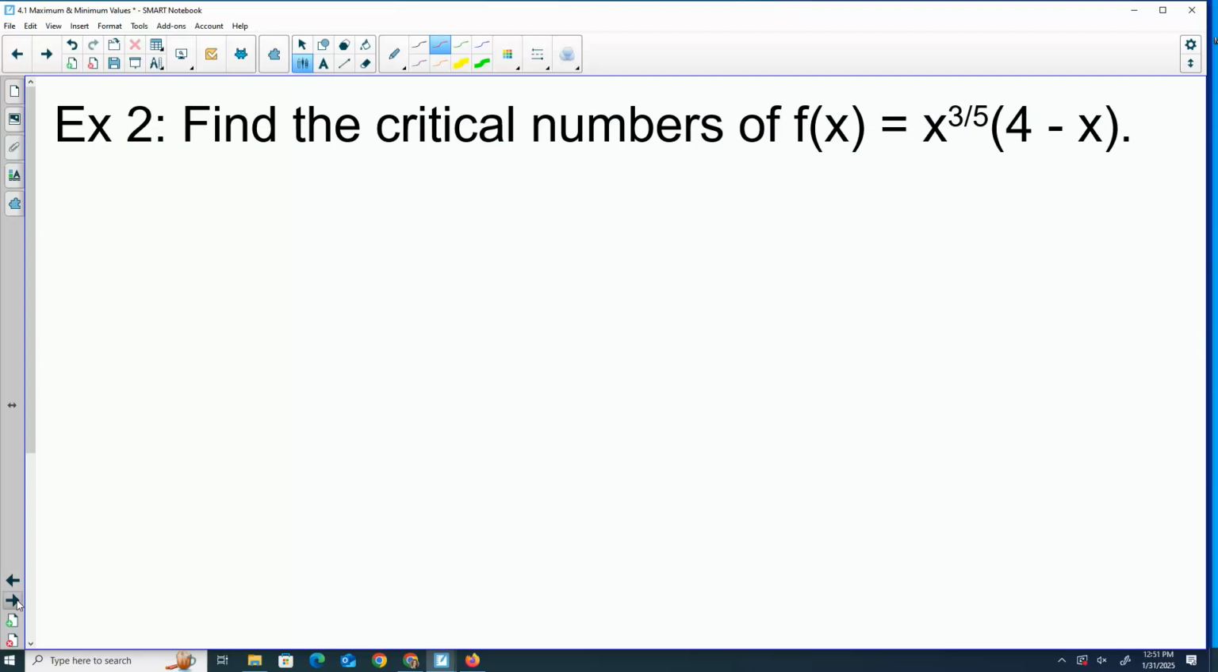Alright, first we're just going to practice finding critical numbers, and then we'll do an example where we actually get the max or min from that.